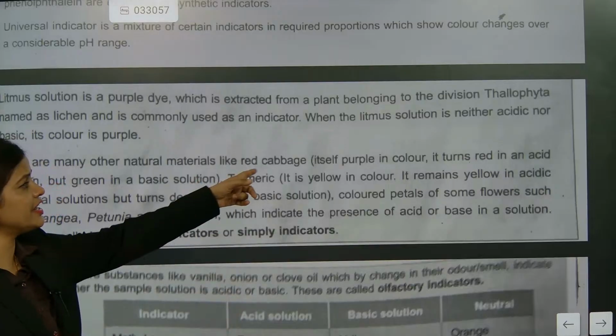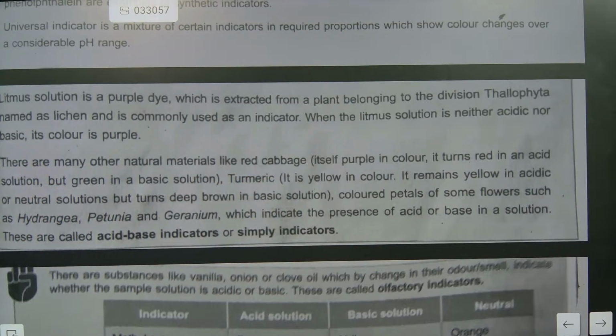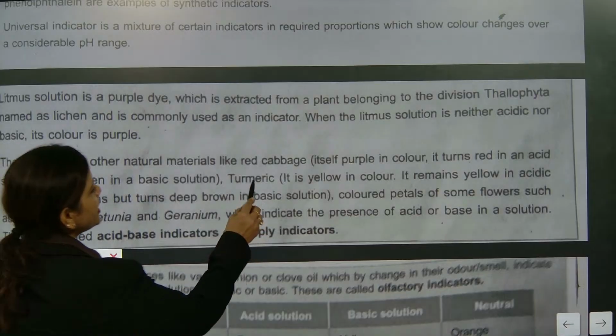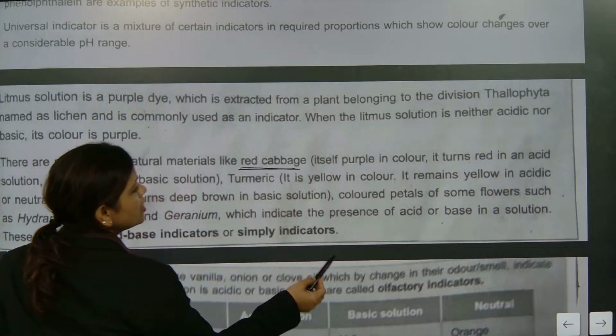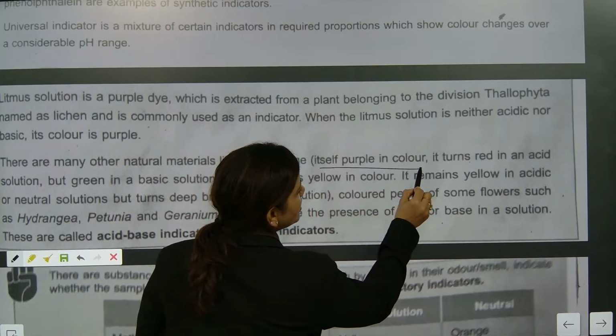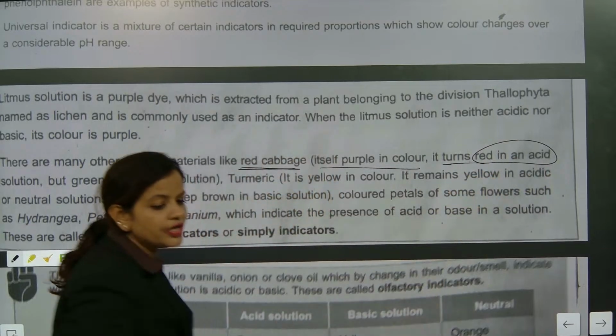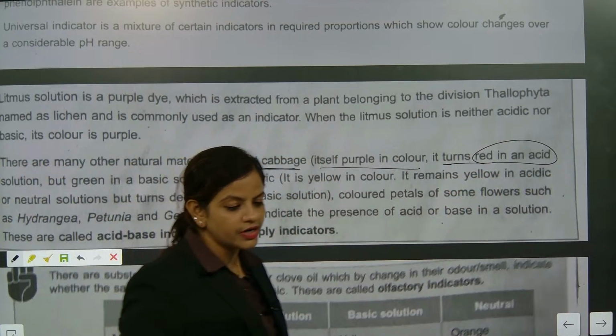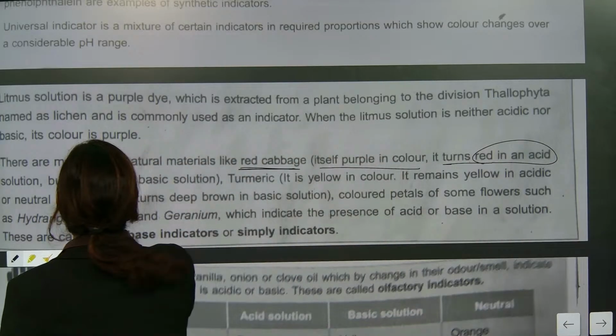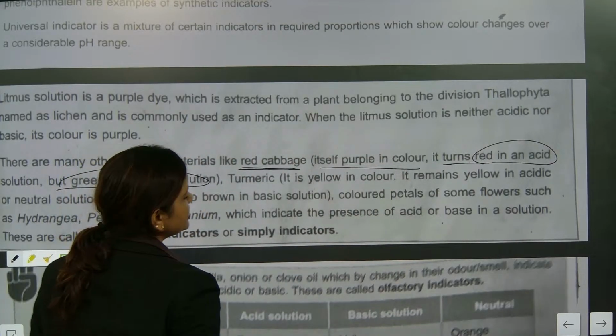Natural indicators means red cabbage. Red cabbage is one of the most talked about questions, so please remember this one. What will it do? It itself is purple. It turns into red in acid. So in acid, what color is it going to convert? Red. And in base, green.